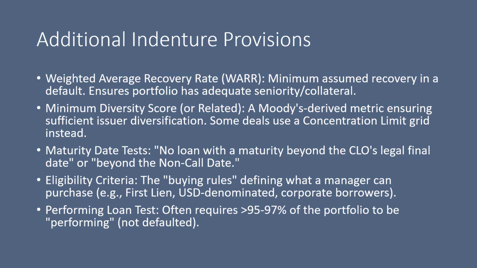They prevent buying a loan that matures after the CLO's own obligations are due, and all of these flow from the foundational eligibility criteria. It's a rule book that defines essentially what assets can go into the portfolio in the first place. So together, this framework creates a very strong playing field, right, for the manager to operate within. It balances opportunity as well as investor protection.